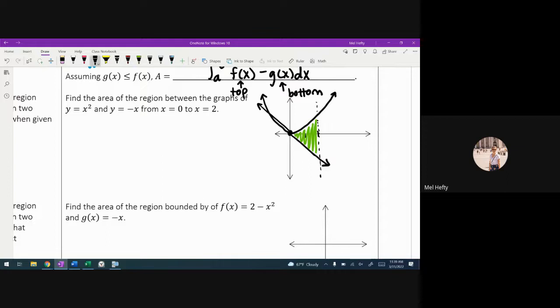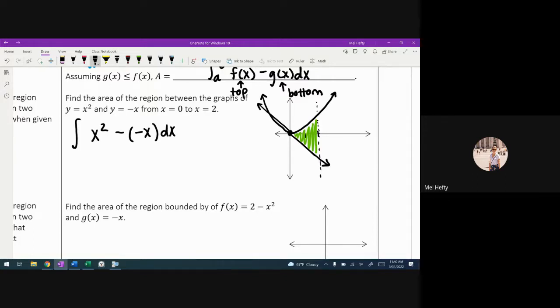So let's set up an integral, and maybe we'll just integrate one of these by hand just to say we did. What function is our top function? Literally, which function is higher on the graph? X squared. All right, which function is lower on the graph? The bottom function. Negative x. So I'm going to do minus negative x.